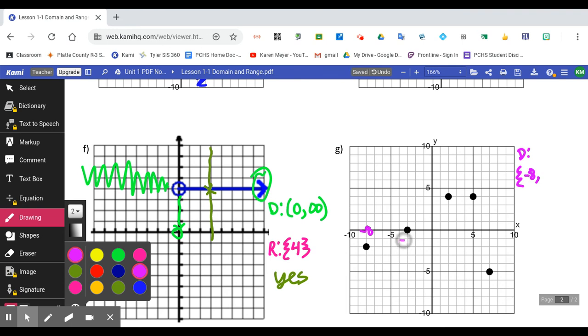Then we have one at -3. And then we're looking at 2. Then 5. Kind of run out of space, so I'm going to write it below. And then our last one is at 7. Now the range, same thing. Just go through and tell me the y number for each one of those dots.